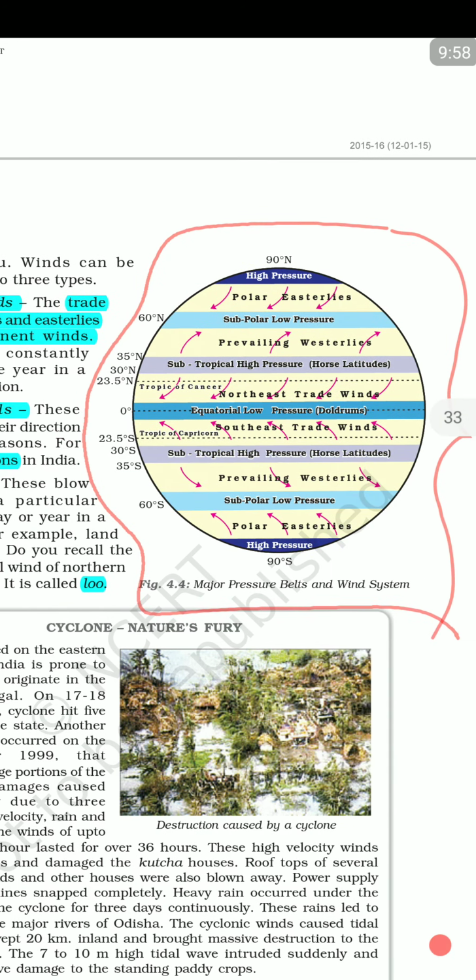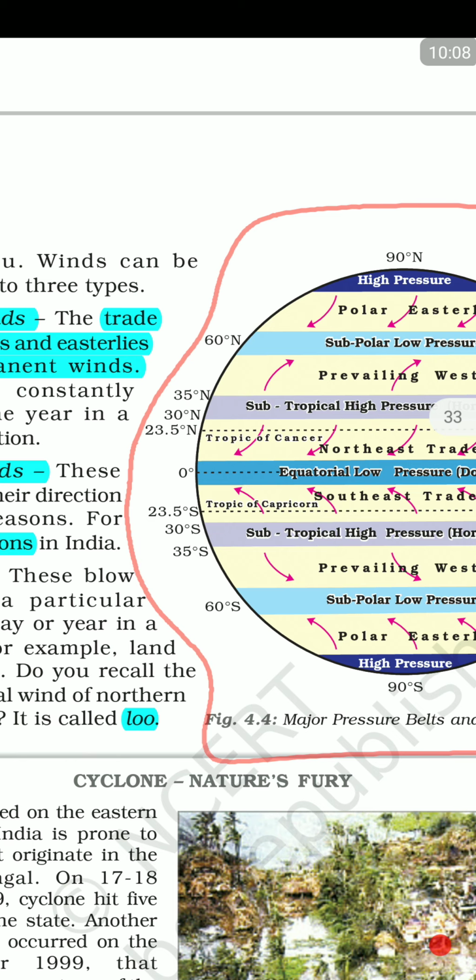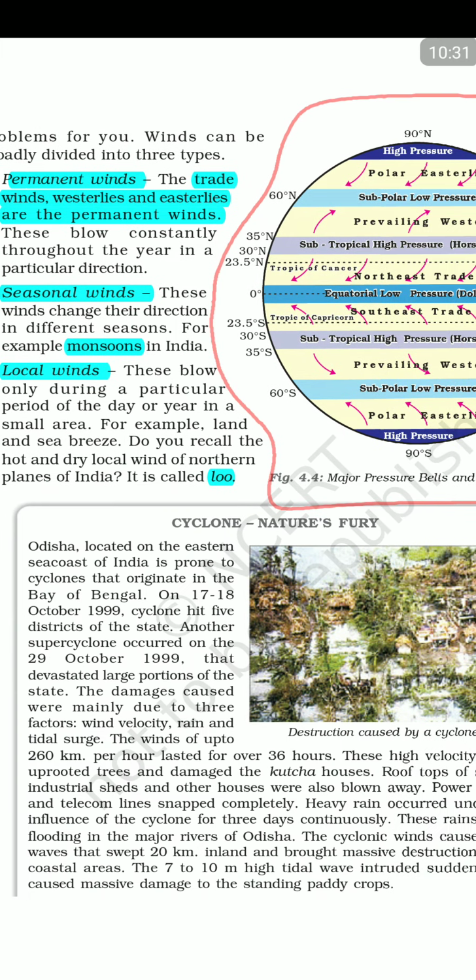So permanent winds, their nature of movement is permanent. For example, if you see in the map, these are the westerlies, then the easterlies, prevailing easterlies, polar easterlies, and these are the trade winds. Why are they named trade winds? Because the voyagers and the trade people, for example, the Indians, the Arabs, used these winds to trade. Hence they are called trade winds. And seasonal winds, for example, monsoon, and local winds, for example, the Lu. All right.